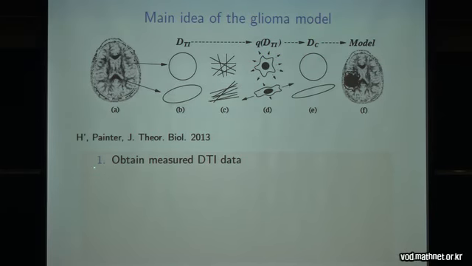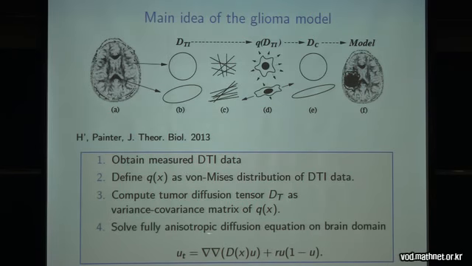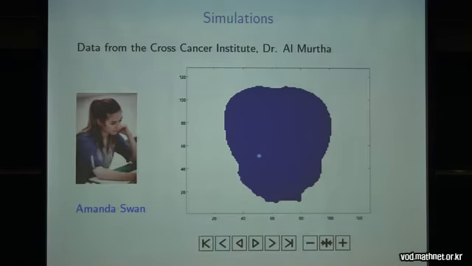So stepwise, we obtain the measured DTI data. We define Q as von Mises distribution. So we use the same idea as for the wolf. The von Mises distribution does really well. We compute the tumor diffusion tensor as the variance-covariance matrix of this Q. And then we solve the anisotropic diffusion equation, where we add a logistic term because the tumor is growing. So we add a logistic growth term to it. Okay, so here is again Amanda, my PhD student, where she does a simulation on a 2D domain.